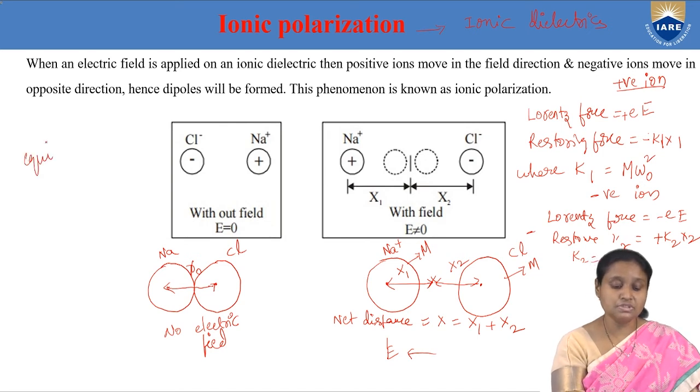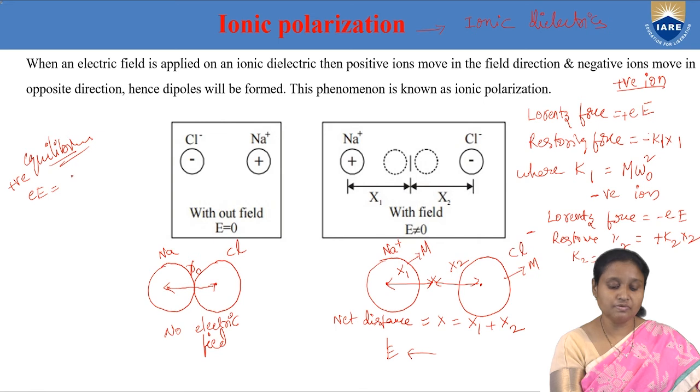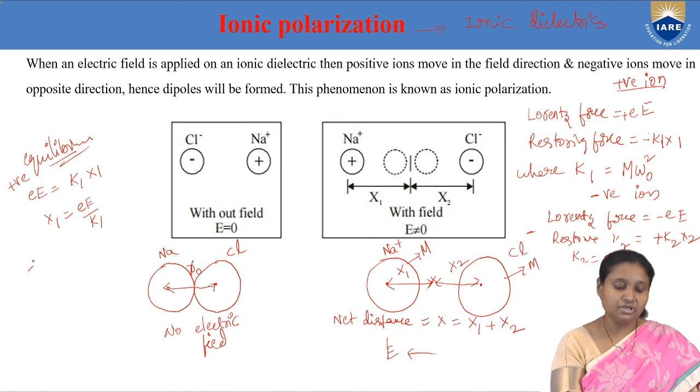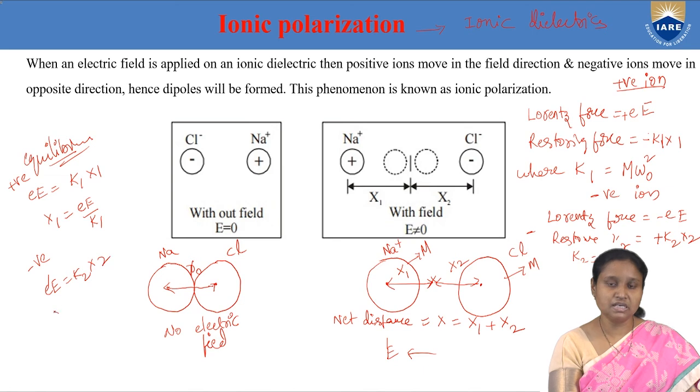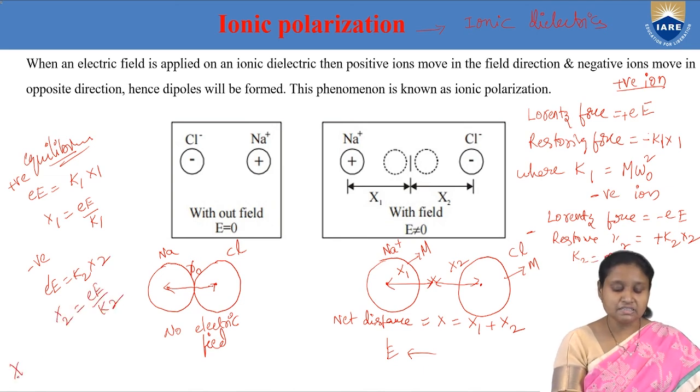So where Lorentz force and Coulomb force are balancing each other, then what we are going to observe here is, if I take a positive ion, for the positive ion, Lorentz force will be equal to K1 x1, and from this x1 is equal to EE by K1. And similarly for the negative ion, EE is equal to K2 x2, and from this our x2 is EE by K2. So what is the net distance of separation, which is x1 plus x2.